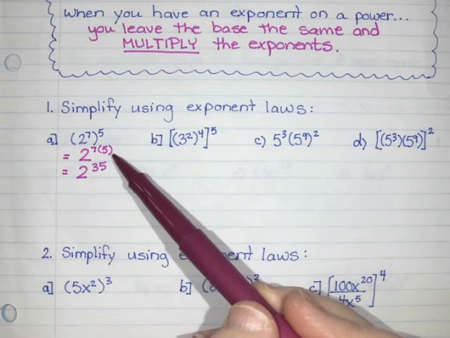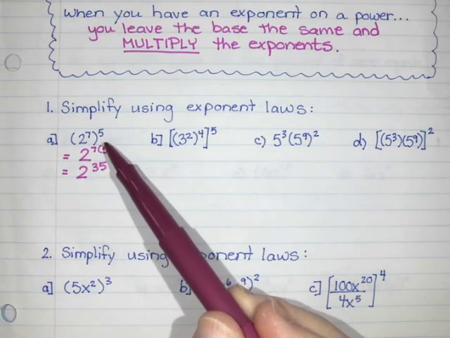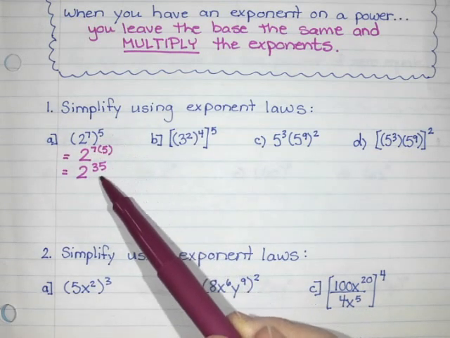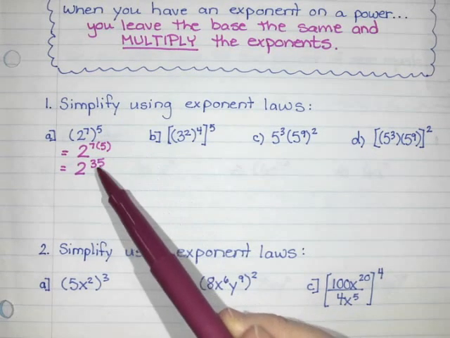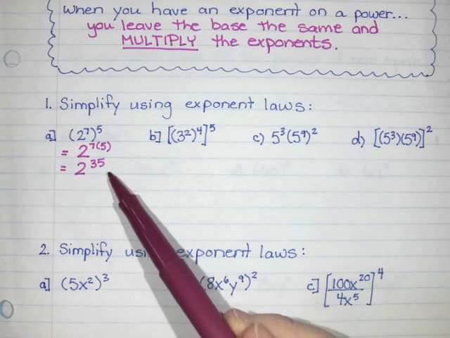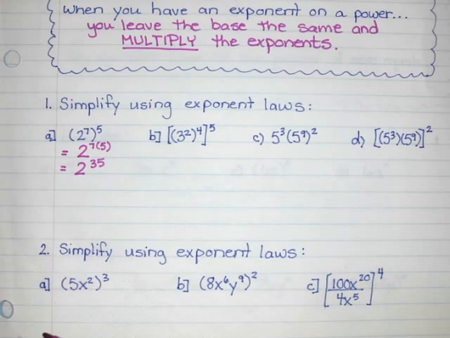Do you need to show me the step where you showed that we were going to multiply, or can you just skip right ahead to the answer? The answer is you can just jump straight to 2 to the power of 35, but because this is our note, I showed the extra step.